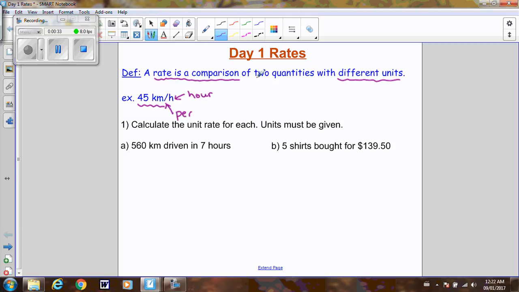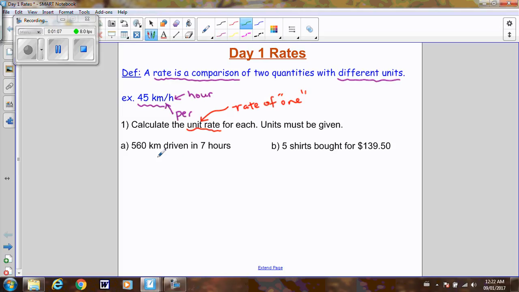Okay, so let's look at some more examples here. It says calculate the unit rate for each. Now, the word unit means the rate of one. I'll put this in quotation marks. Now, the one could mean any number of things. It could be 1 hour, 1 minute, one shirt, $1, whatever it is. So I think it will become more clear as we go through a couple of examples here.